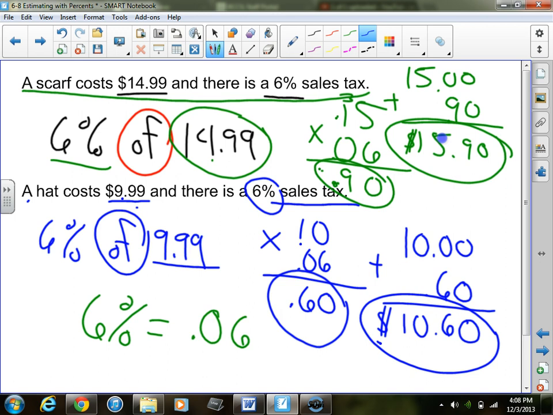All right, so that's sales tax. Once again, "of," very important word, means multiply. I find the percent of the number and then add it in. All right, so that is sales tax.